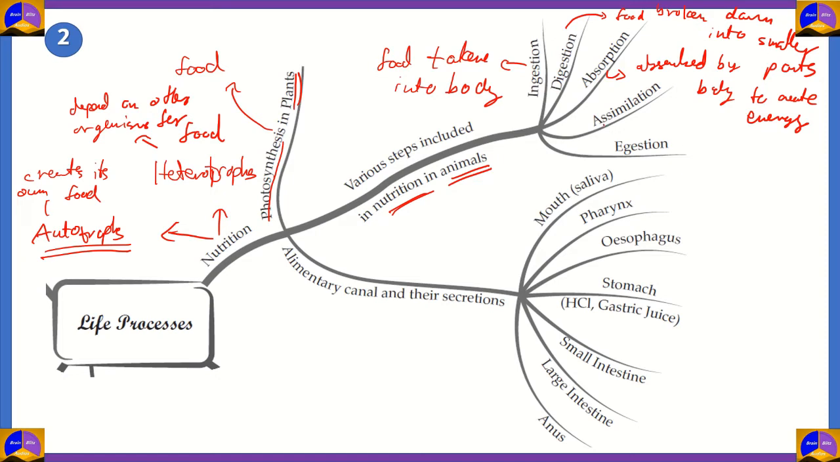Now next we have assimilation. Assimilation is a process which is not directly involving the digestive system. Assimilation is where the nutrients that are absorbed and the energy that we get is taken to different parts of the body.